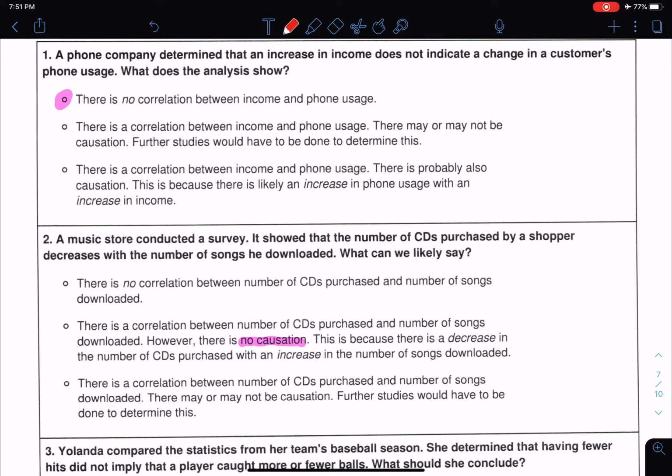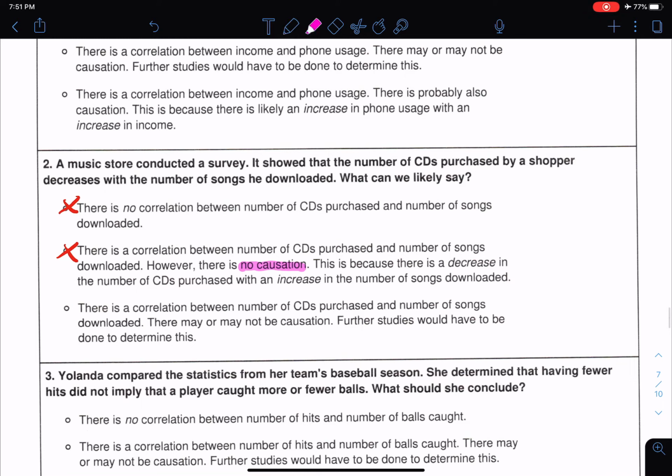So far we cannot say this and we cannot say that, because now it's making claims about causation. Either there is causation or there's not causation. We don't know. So the only safe one really to pick is this one. It says there is a correlation between the number of CDs purchased and the number of songs downloaded. There may or may not be causation.